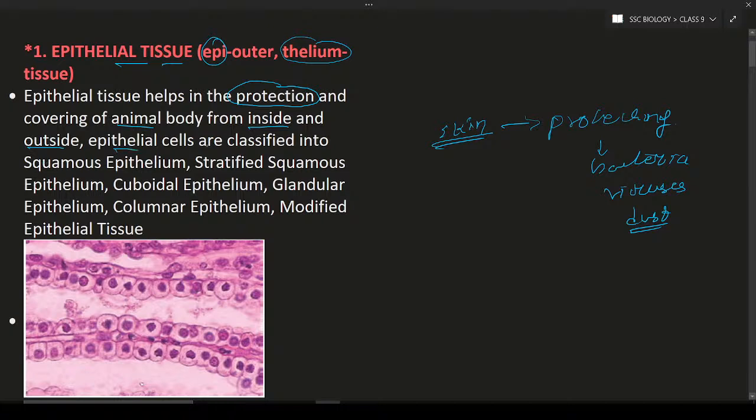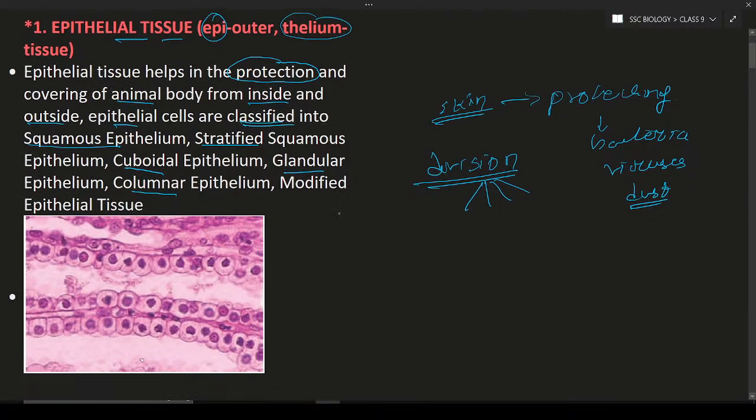These epithelial cells are classified in many ways. What is meant by classification? Classification means division. These epithelial tissues are divided into many types. The first is squamous epithelium, next is stratified squamous epithelium, then cuboidal epithelium, glandular epithelium, columnar epithelium, and modified epithelial tissue. These are the different types of epithelial tissue that we are going to discuss here.